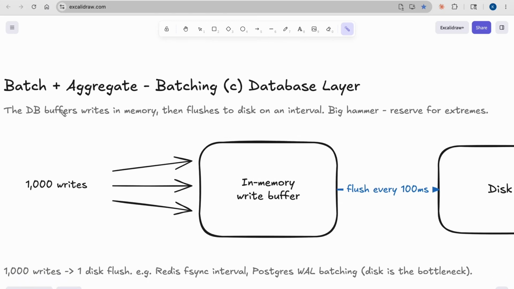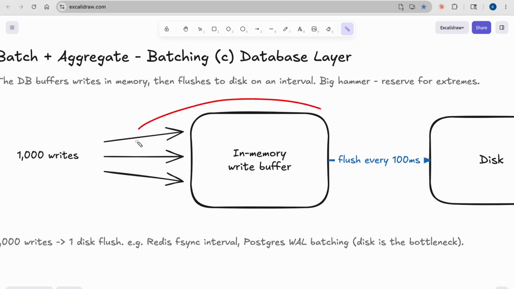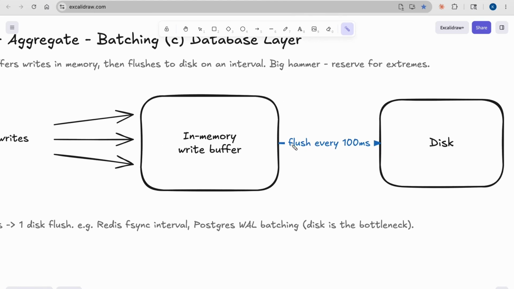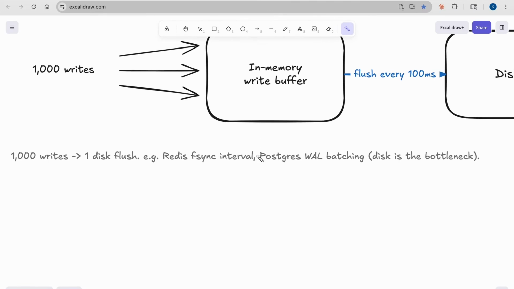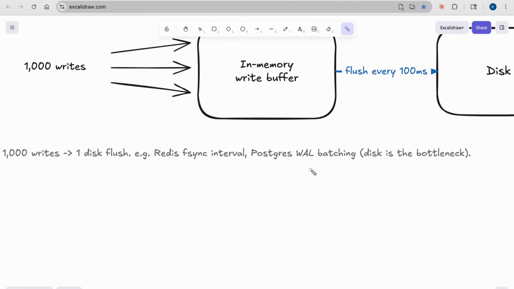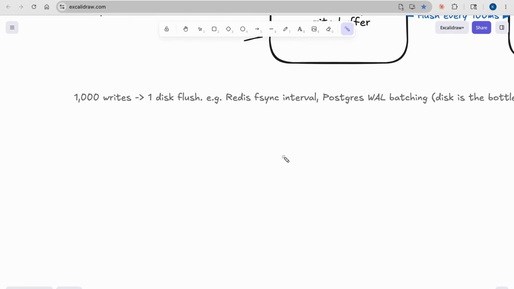So the idea is that we can configure that, and at that layer as well, if we want to reduce the number of writes to our store, we can increase this interval, so that writes hammering our server is taken care of. So the last option, even at the database layer, is something we can work on. Redis has this, and Postgres has write ahead log batching and all those things. So here again, disk becomes the bottleneck.